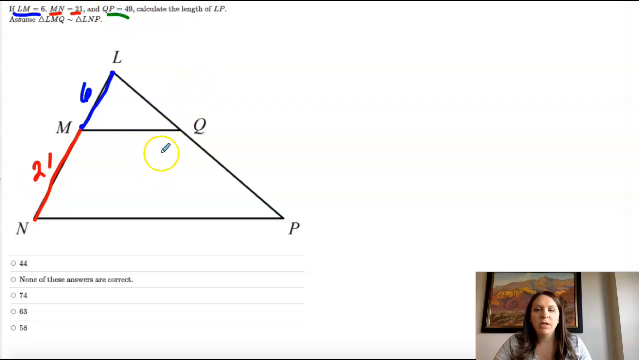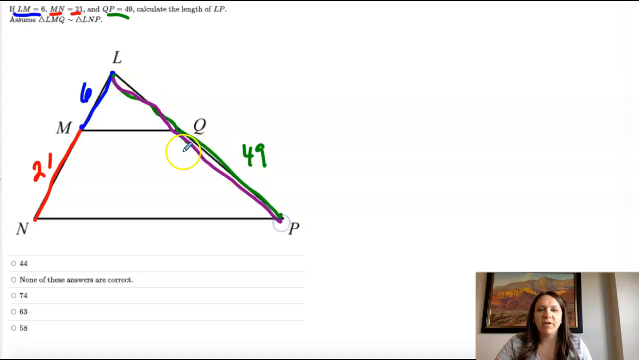Q to P is 49. And we want to calculate the length of LP. So this big section from L to P is what we're trying to find. That's X. What's helping us is that LMQ is similar, that's what that squiggly line means, to LNP.